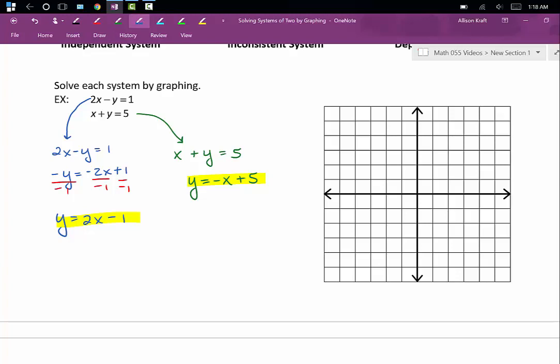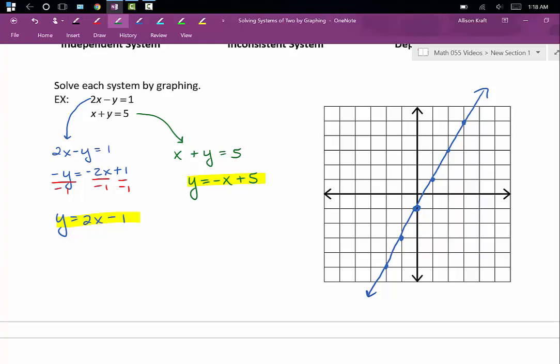I'll start by graphing y equals 2x minus 1. This has a y-intercept of (0, negative 1) and then a slope of positive 2. So we're going up 2, right 1. When I'm solving by graphing, I typically make more points when I'm drawing my line than I normally do because I'm hoping that these two lines are going to intersect at one of these points, and it's going to be very obvious to me.